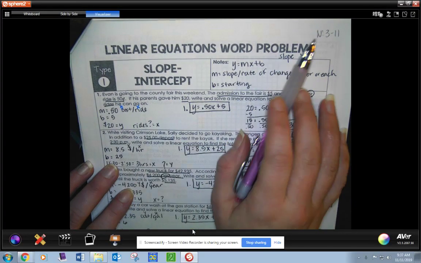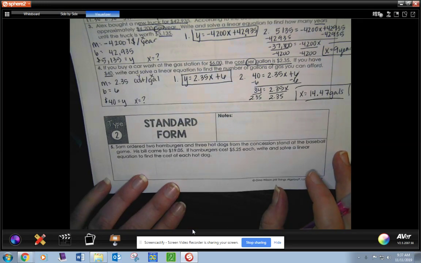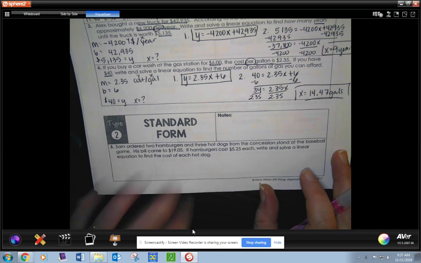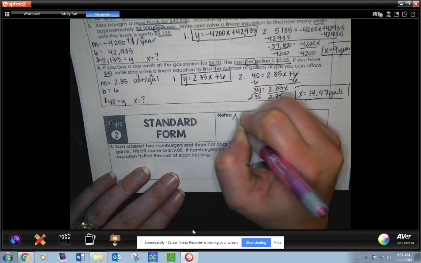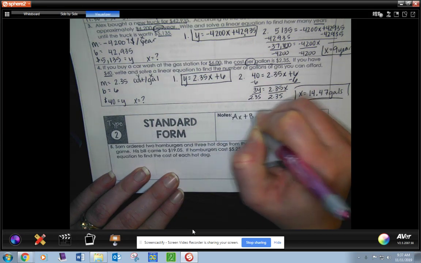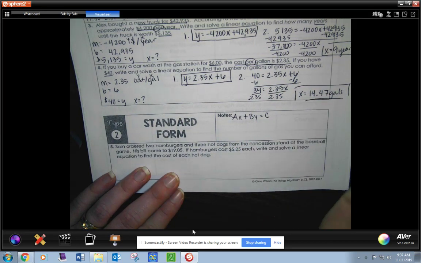All right, if you will go back to your linear equation word problems, this is notes 311. We're going to move down to standard form now. So we're going to work on standard form. Okay, the first thing that you need to know about standard form is ax plus by equals c.